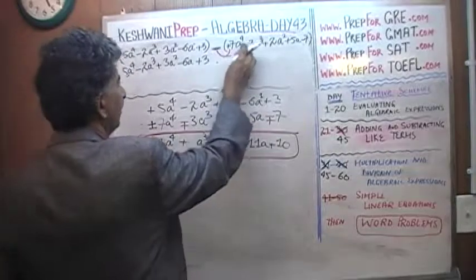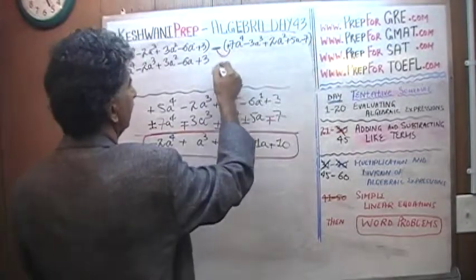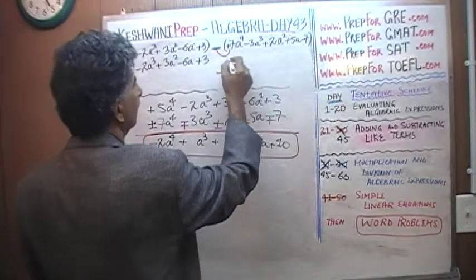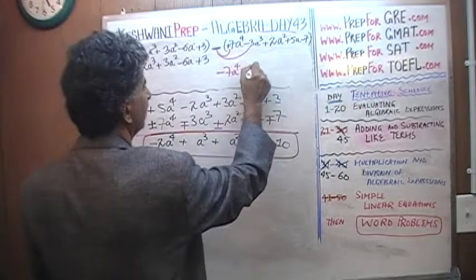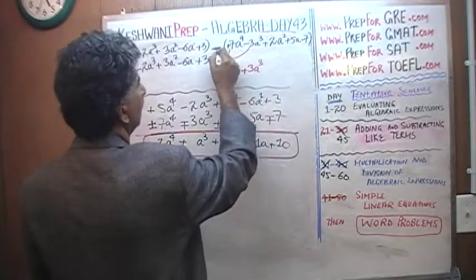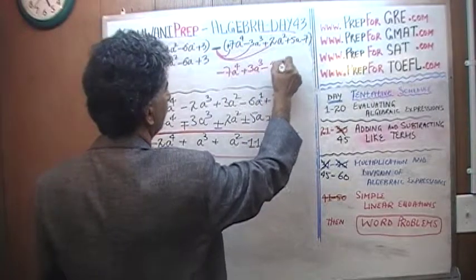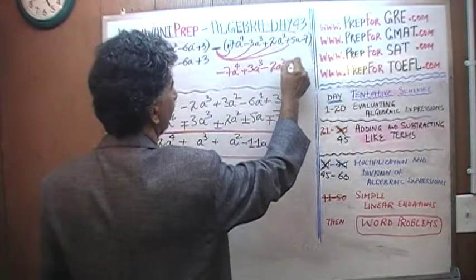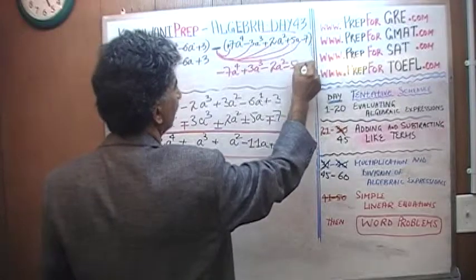I'm going to write this a little bit lower because I have no room on the top. So negative times positive is negative 7a to the fourth. Negative times negative is positive 3a cubed. Negative times positive is negative 2a squared. And negative times positive is negative 5a, and negative times negative is positive 7.